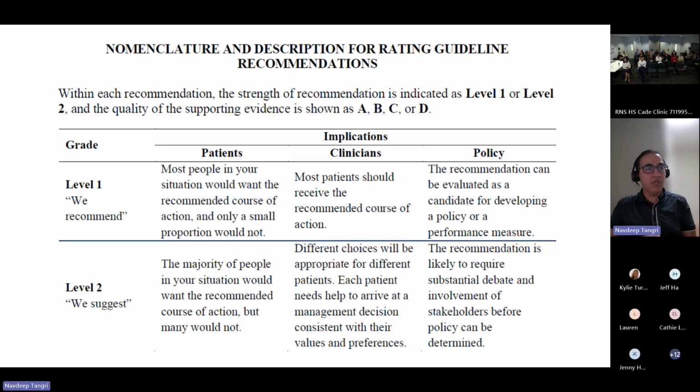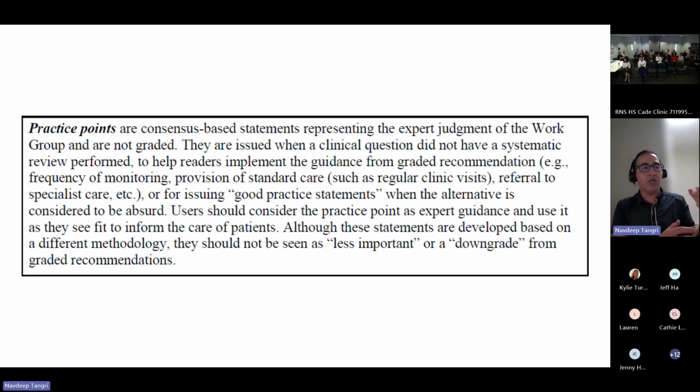And level 2 is we suggest. That means 50% of the patients could receive treatment A or 50% could receive treatment B. And then there's practice points, and practice points in the guideline are not less valuable than recommendations. What they're saying is here's a practical way to implement the recommendation you've just seen.